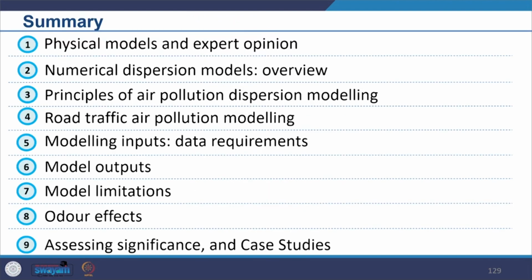So, summarizing what we covered today, we looked at impact prediction and the methods available to you. We looked at the physical model and expert opinion, we looked at the numerical dispersion models, we looked at the underlying principles of air pollution dispersion modeling, we looked at road traffic air pollution modeling, then we looked at what kind of data is needed for modeling purposes, then we looked at the outputs, we looked at the limitations, we also looked at the odour effects, and then we skimmed through a case study which has been given to you for further detailed study.